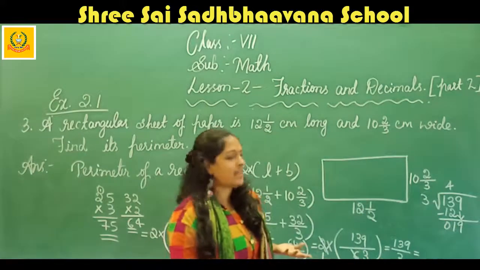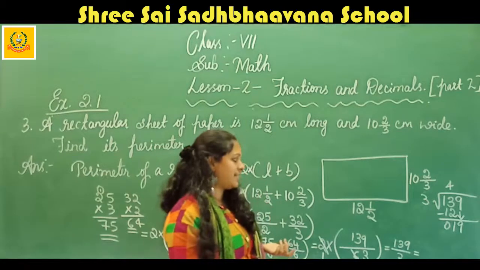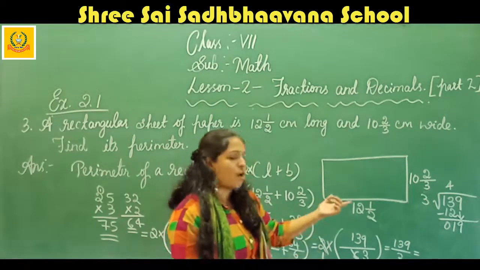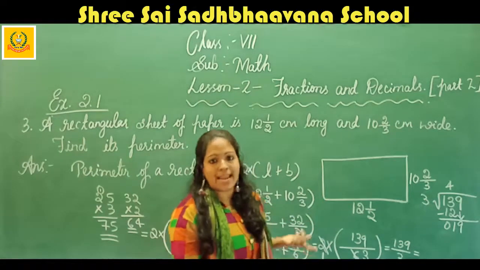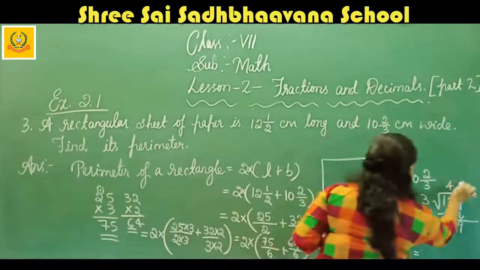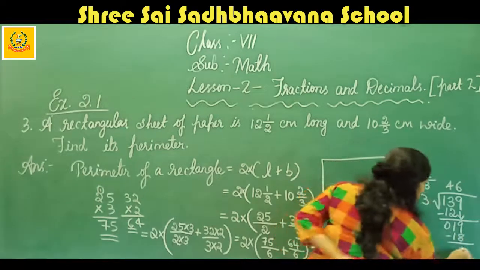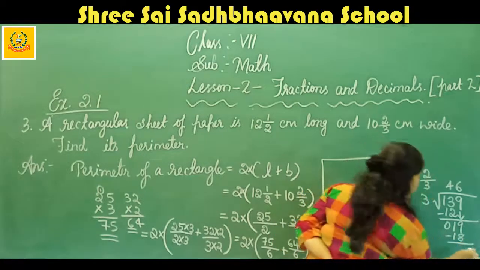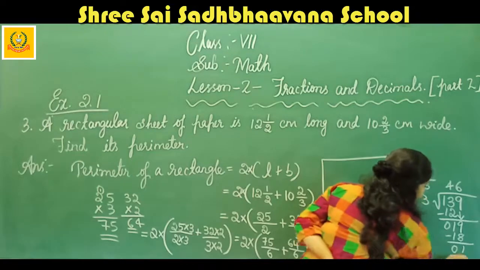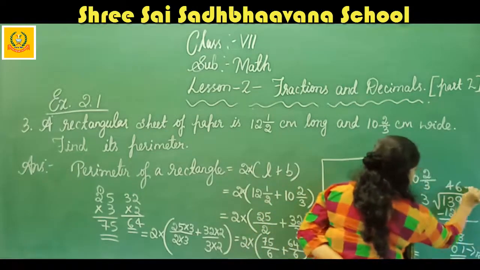Let us see, 19 is there in 3's table? No, it is not there. So what we have to do? We have to take the back number, 18. 3 how many are 18? 3 sixes are 18. So minus 18. 9 minus 8 is 1. 1 minus 1 is 0. So this is the remainder.